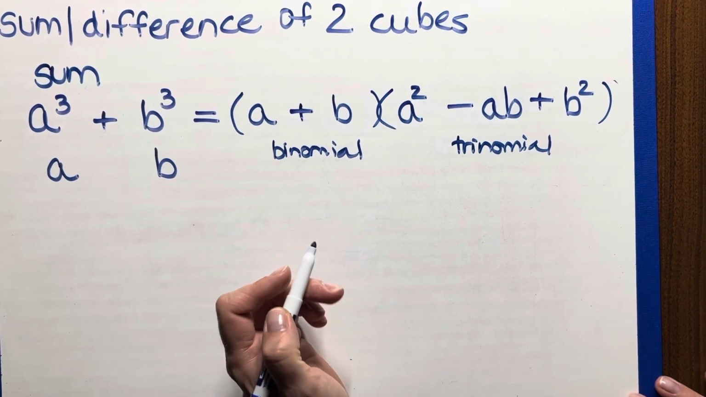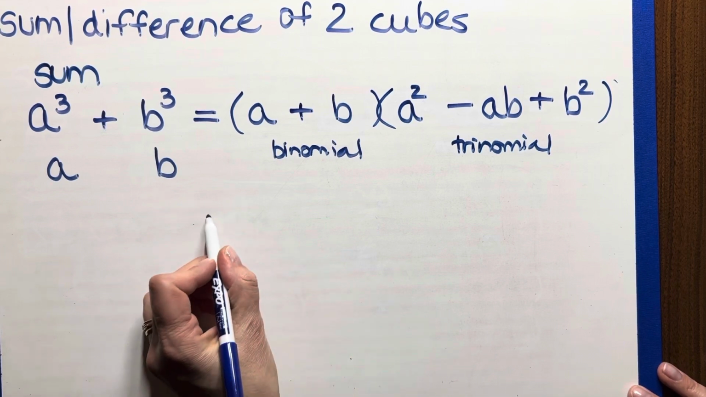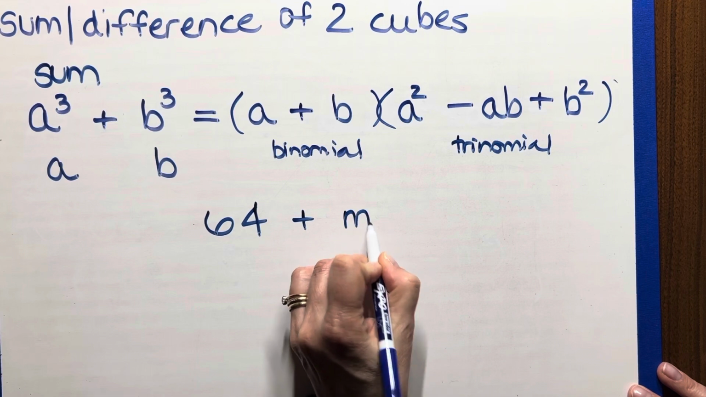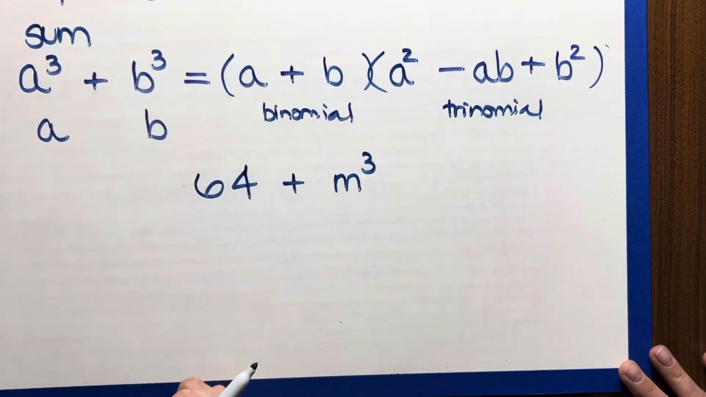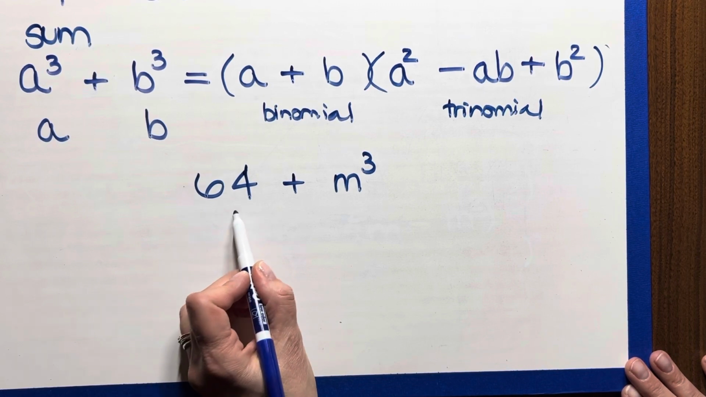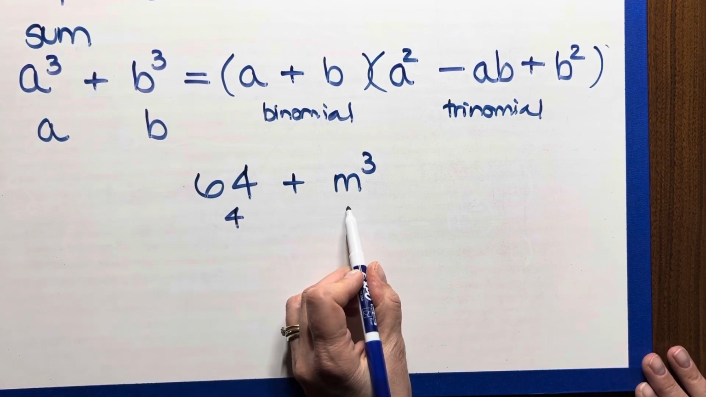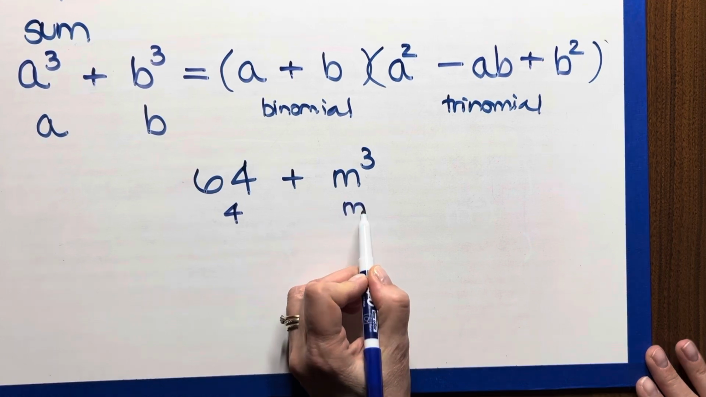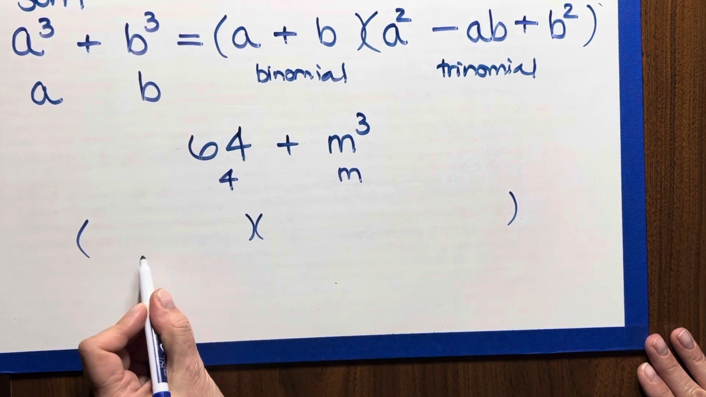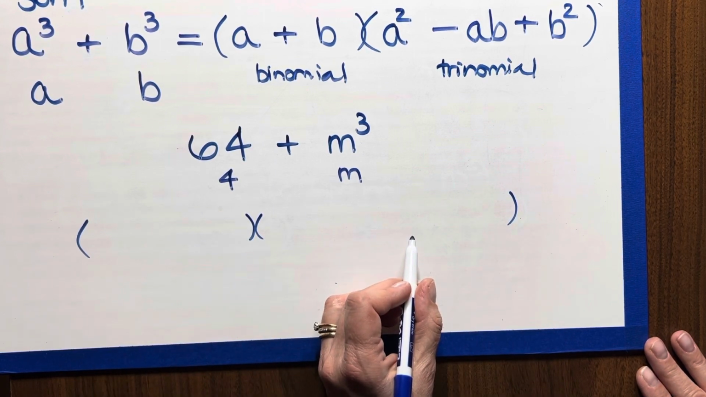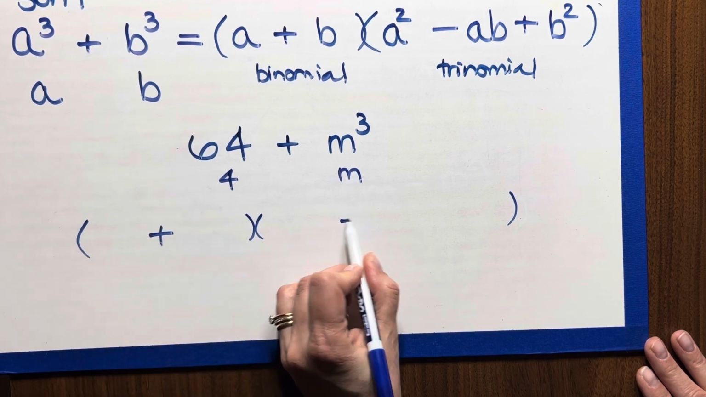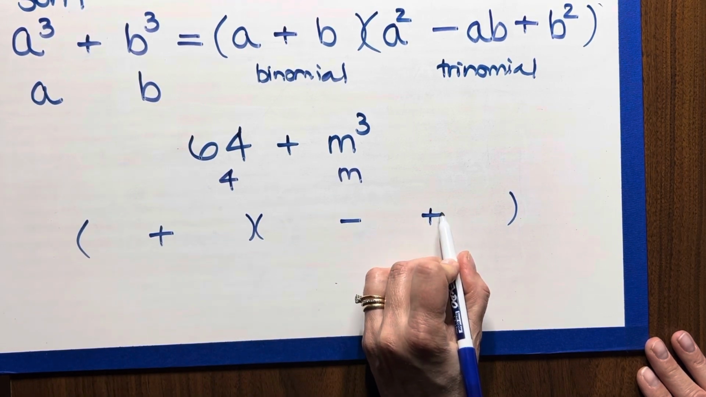So let's see what that looks like when we actually do one. So let's do 64 plus m to the third. Okay, so let's take the cubed root of 64. That's a 4. And the cubed root of m to the third is an m. So our pattern is always the same, binomial, trinomial, and our signs are also always going to be the same when it's addition: plus, minus, and then plus.